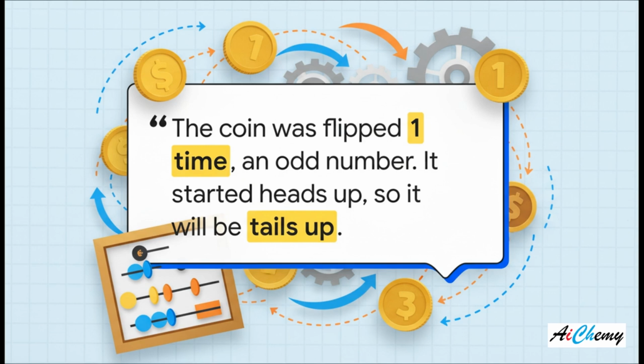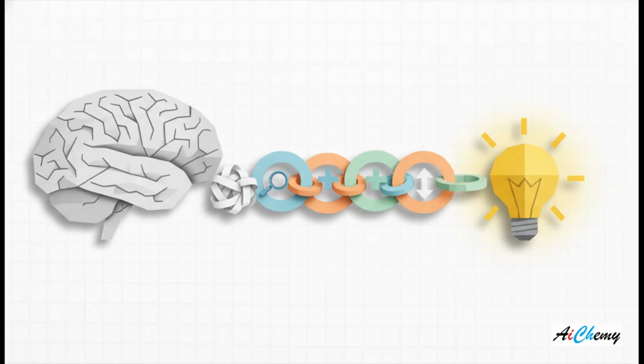The coin was flipped one time, which is an odd number, so it will be tails up. It's showing its work, right? And that simple step dramatically improves its accuracy on problems that have multiple steps. So what chain of thought prompting really does is it forces the AI to break a problem down and tackle it piece by piece. It's not about giving it new information, it's about making it use the information it already has in a more logical, step-by-step way. It guides it to a much more reliable answer.